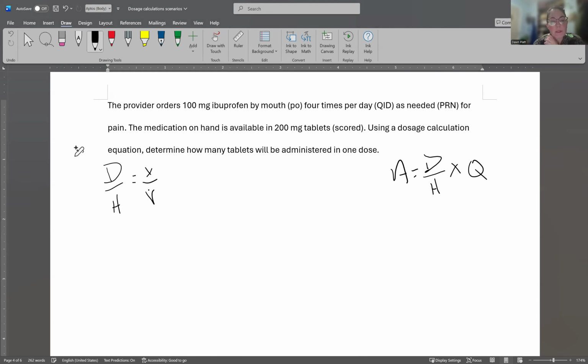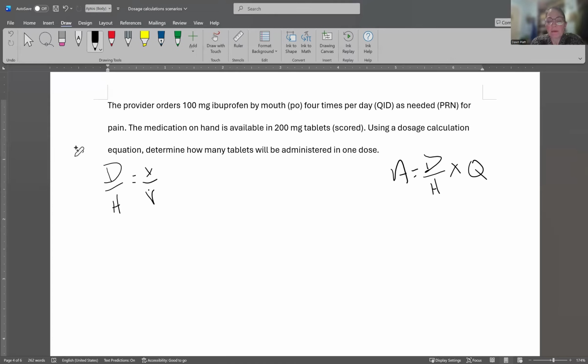All right, let's go back to our scenario, or not go back, but read our scenario. The provider orders 100 milligram ibuprofen by mouth, PO, 4 times a day, QID, as needed, PRN, for pain. The medication on hand is available in 200 milligram tablets scored. And that score is that little line down the middle where you can break them or cut them in half. All right, so use the dosage calculation, determine how many tablets would be administered in one dose.